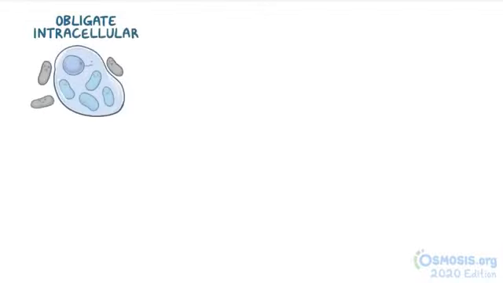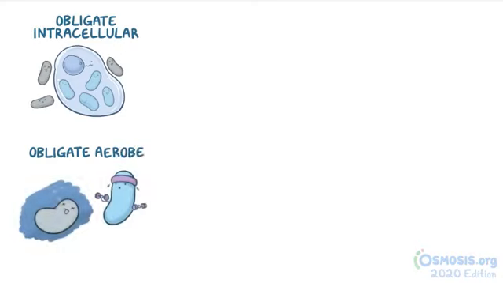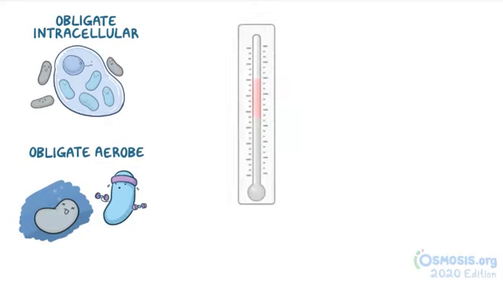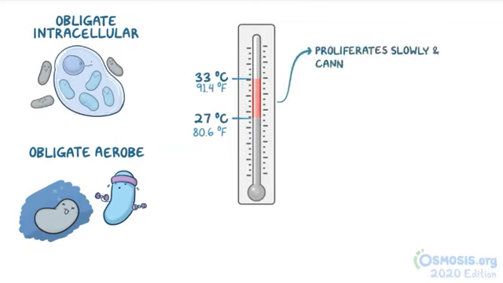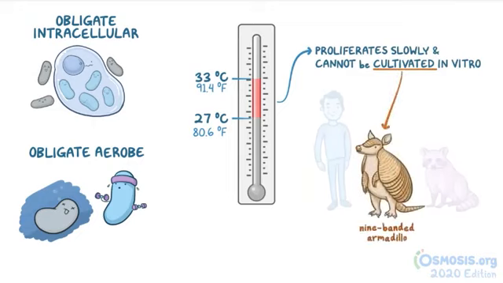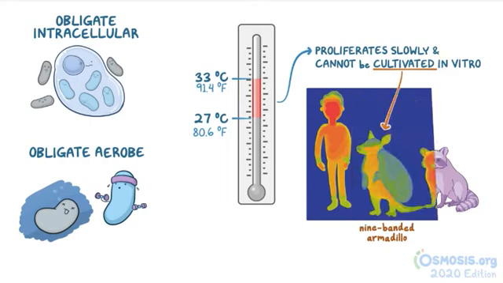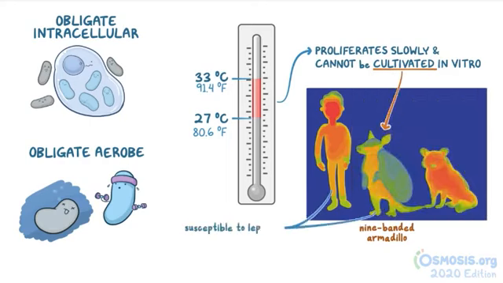Now, Mycobacterium leprae is an obligate intracellular microorganism, which means it can survive only inside cells. And it's an obligate aerobe, which means it can survive only in the presence of oxygen. Finally, Mycobacterium leprae grows best at cool temperatures, between 27 and 33 degrees Celsius, and it proliferates slowly, and it cannot be cultivated in vitro. Instead, it can be inoculated in 9-banded armadillos, which have a much lower body temperature than most mammals, and like humans, are susceptible to leprosy.